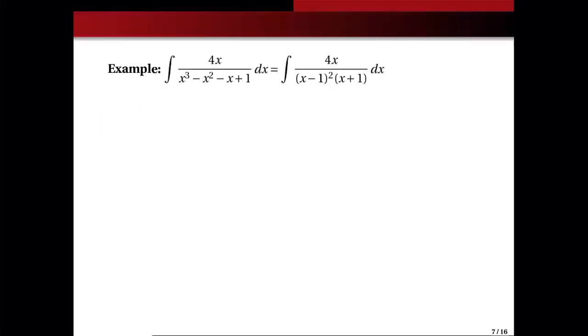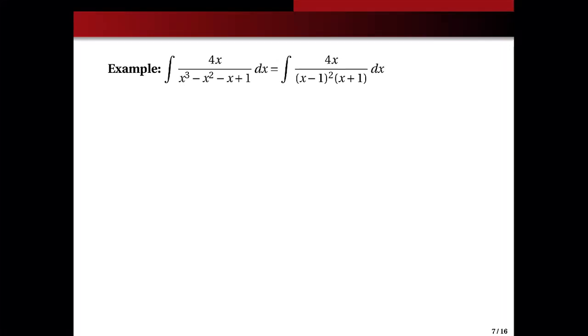Let's try an example. So we want to integrate 4x over x cubed minus x squared minus x plus 1. If you factor the denominator here, you will get x minus 1 squared times x plus 1. So you see here, the factor x minus 1 is being squared.